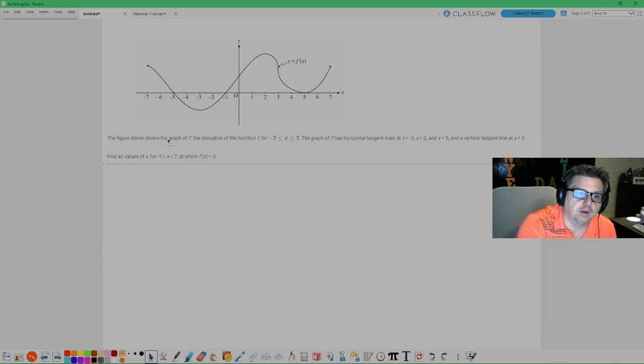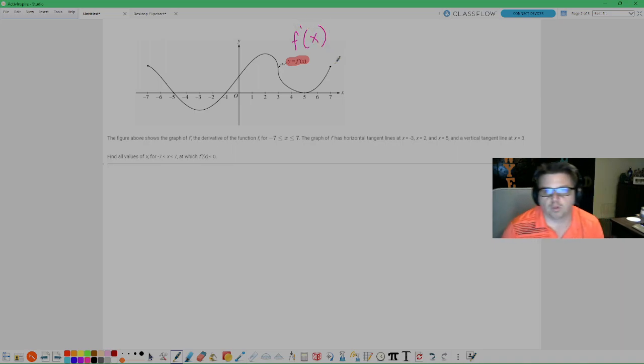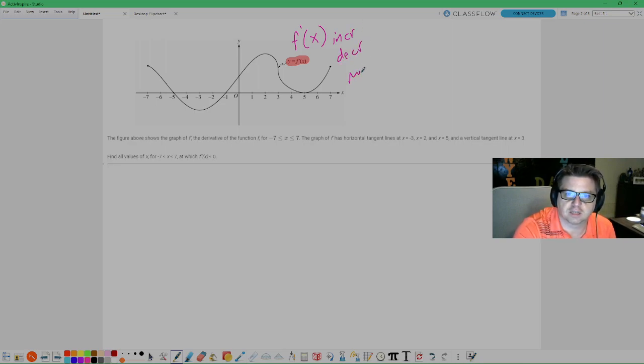It was the figure of f prime, the derivative of the function f. So the figure above shows the graph of f prime. So we know this is f prime. You have to keep that in mind. F prime. I better write it because that doesn't look like f prime of x. What graph are we looking at? So this is going to tell us increasing and decreasing, and this is going to tell us potential max and mins. Okay? So how I focus my energy is I notice all of this is above the x-axis.